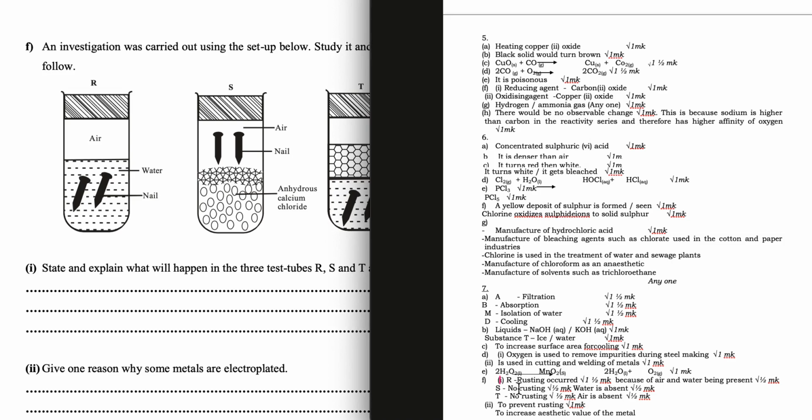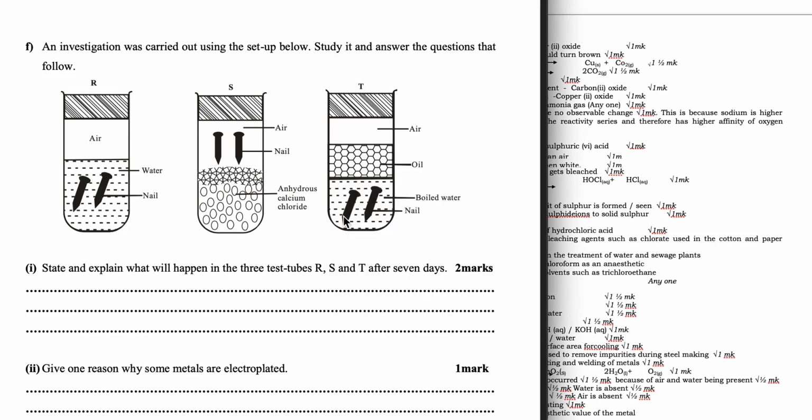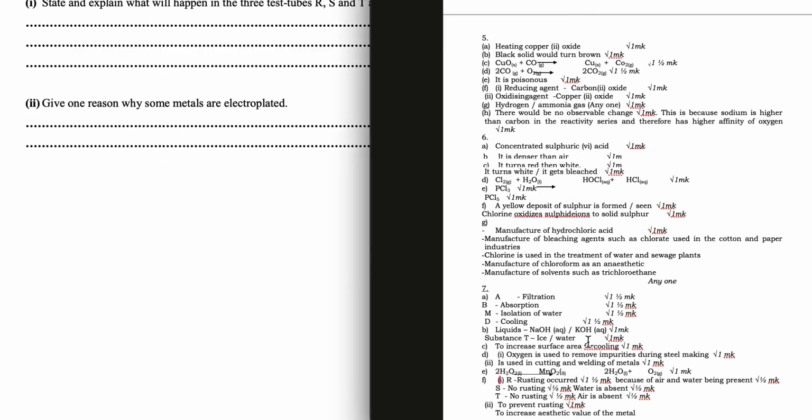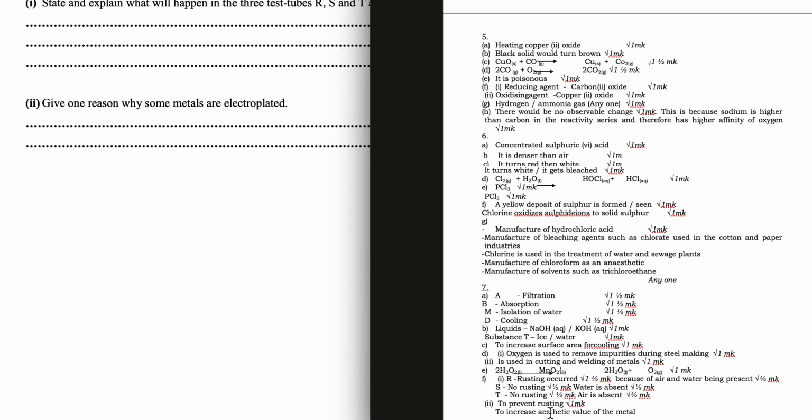R, rusting occurred because of air and water being present. S, no rusting. Water is absent. T, no rusting. Air is absent, because we have the oil. Give a reason why some metals are electroplated. To prevent rusting, to increase aesthetic value of the metal.